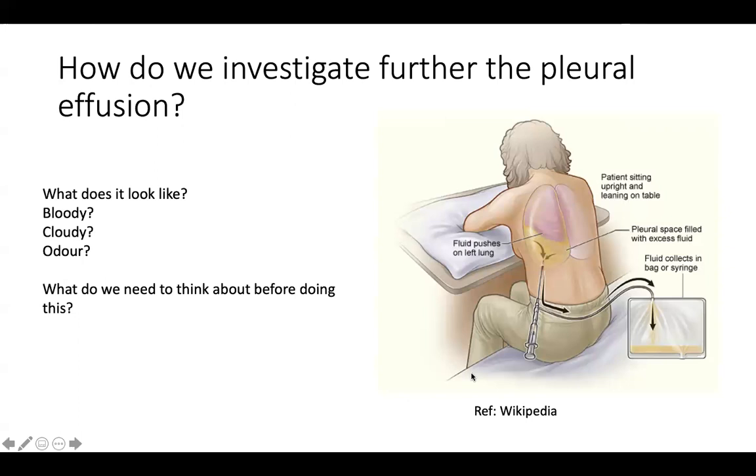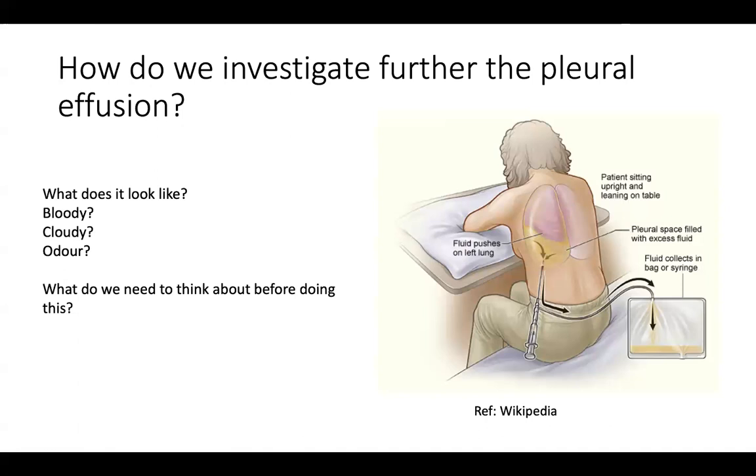So when we've got it bloody, we already mentioned, what does that make you think of? That could be malignancy, but you can also get a little bit from trauma, or if you've got a pneumonia, you can get a little bit of blood. It all depends on the amount. So if it looked quite bloody and you were worried, you might think about sending for hematocrit. If you're getting more than 50%, that's significant, and suggests a hemothorax.